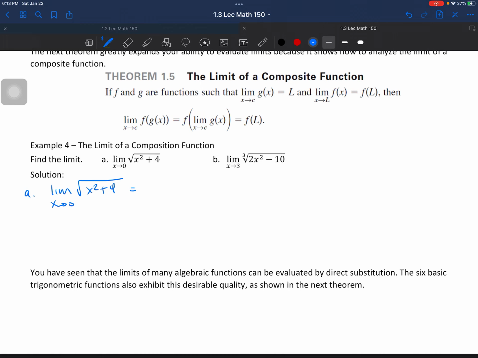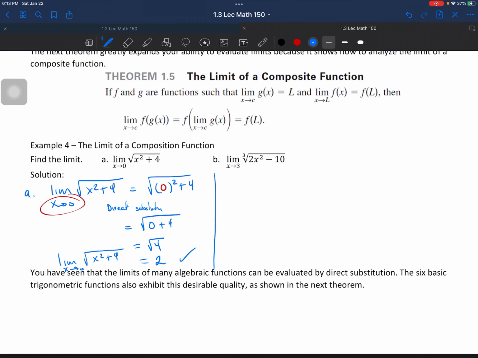What we're going to do is plug in the 0. We're going to use direct substitution. So we're going to have the square root of x squared plus 4, with x equals 0, right? And we're going to finish by evaluating it. So it'll be the square root of 0 squared is 0, plus 4 is 4, which equals 2. So what we're saying is the limit of the square root of x squared plus 4 as x goes to 0 is 2.